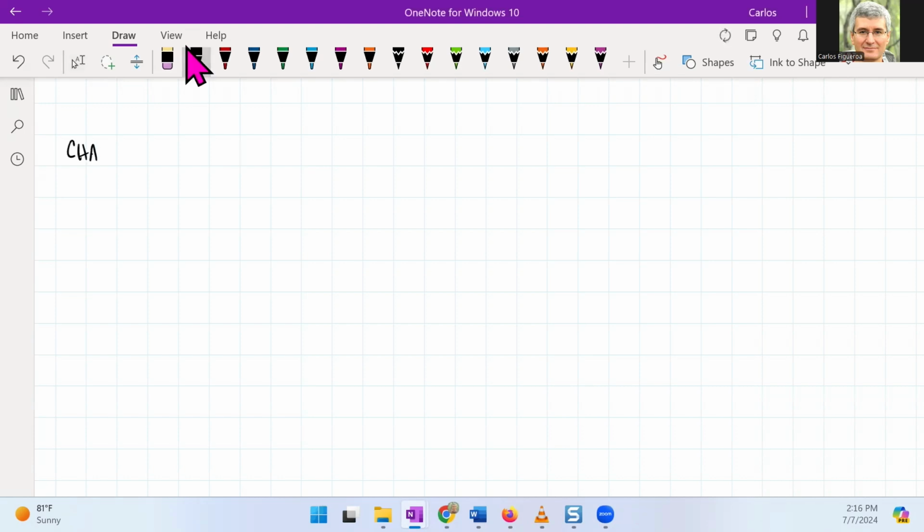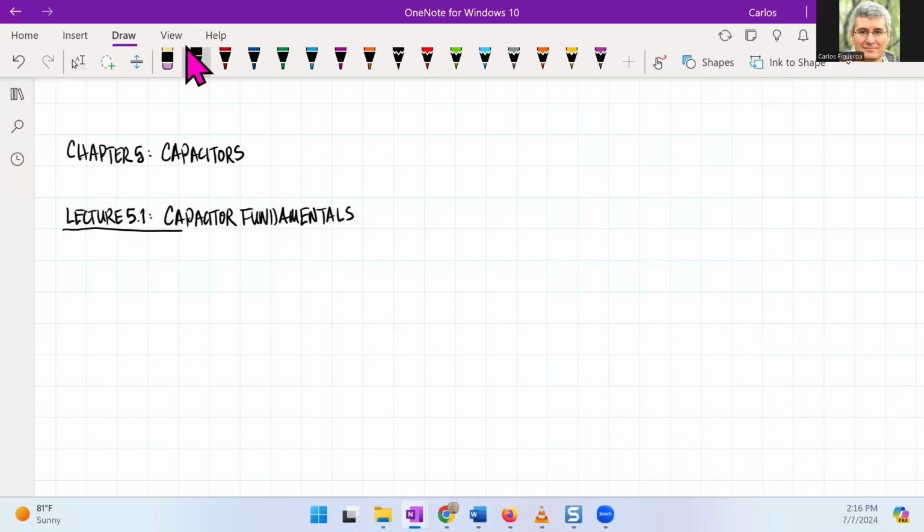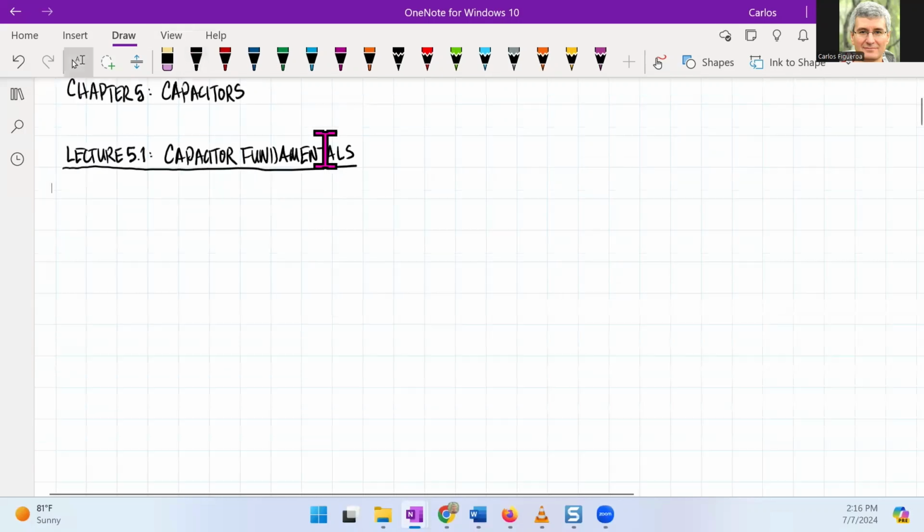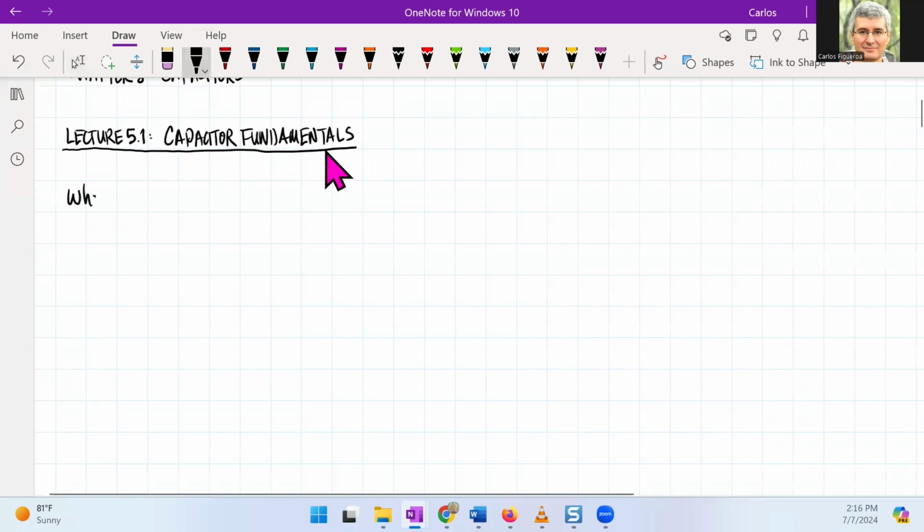So Chapter 5 is on capacitors. But in this lecture, we're going to focus on just capacitor fundamentals. So the first question is, what is a capacitor?